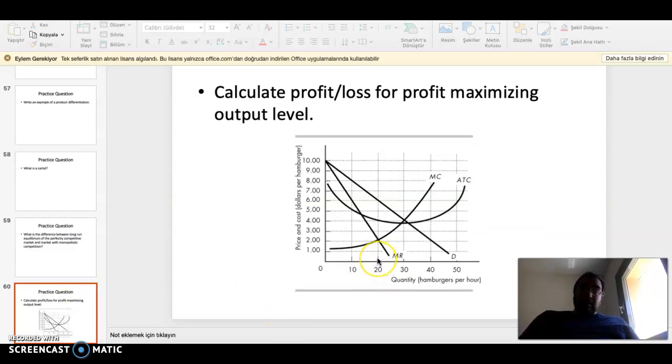Well, lastly, I think I can answer this question. Let's calculate the profit maximizing output level for this case. So 20 is the profit maximizing quantity, 6 is the average revenue, 4 is the average cost. So 6 minus 4, 2, is the profit per unit produced, but we have produced 20 units. So in total, the profit is 20 times 2, which is 40. So the answer is 40 in this case. And this area symbolizes the profit.